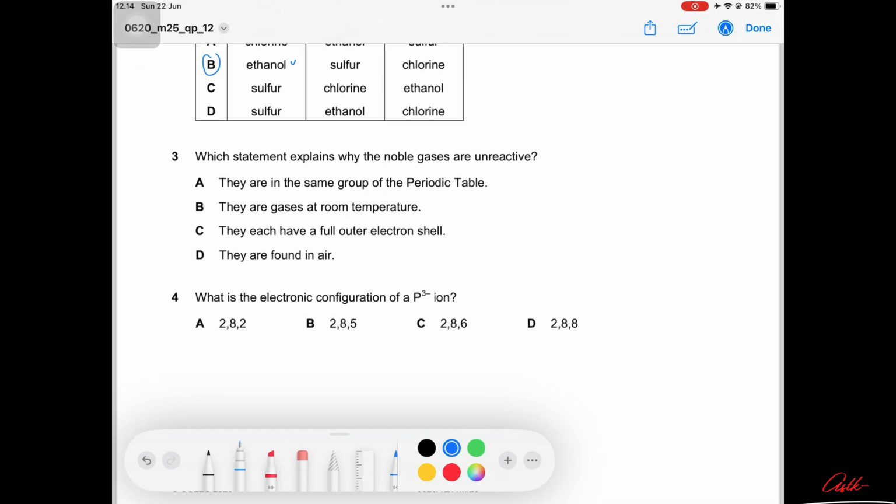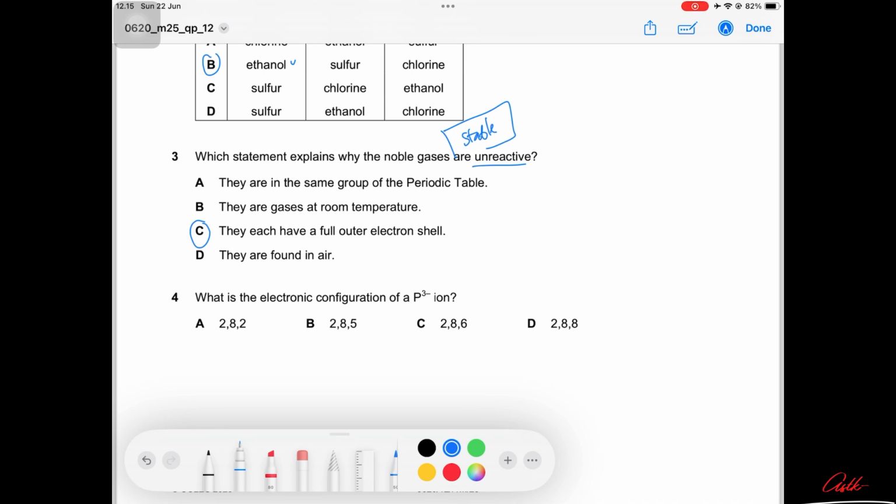Okay, number 3. Which statement explains why the noble gases are unreactive? Unreactive means stable. Your teacher must have told you this. So with this clue, you have to think about what makes the noble gas stable. So the answer is C. They must have a full outer electron shell. Okay? Go to number 4.